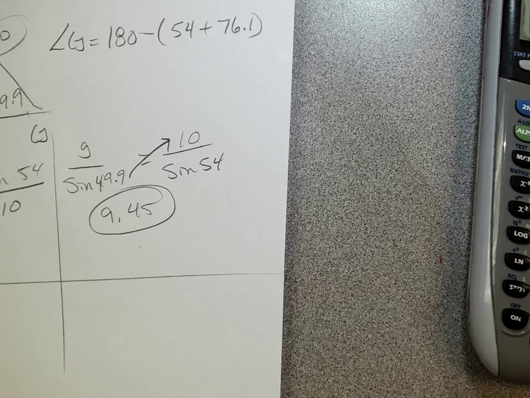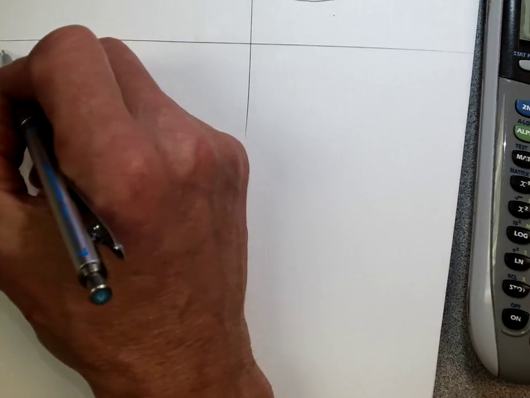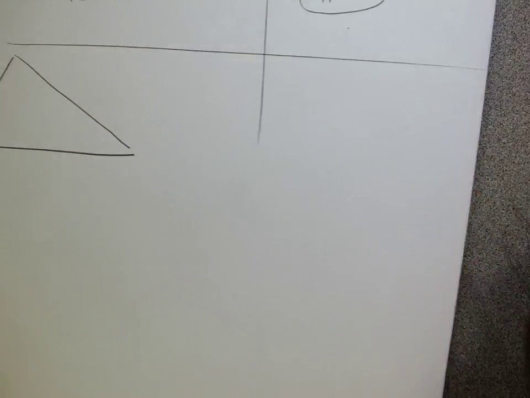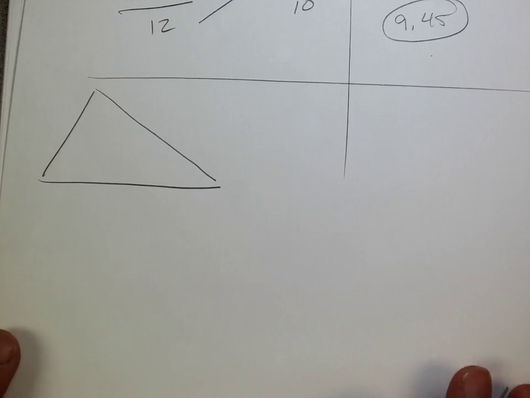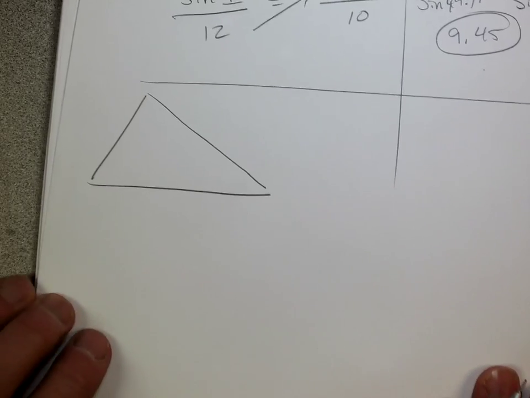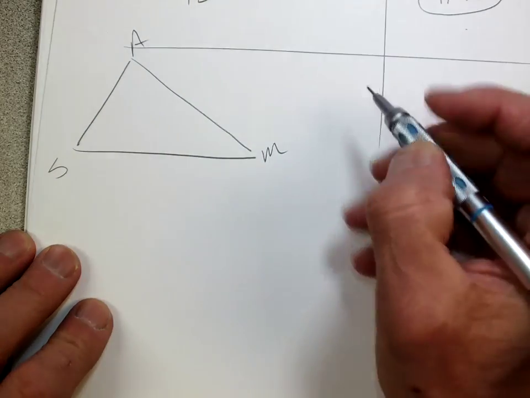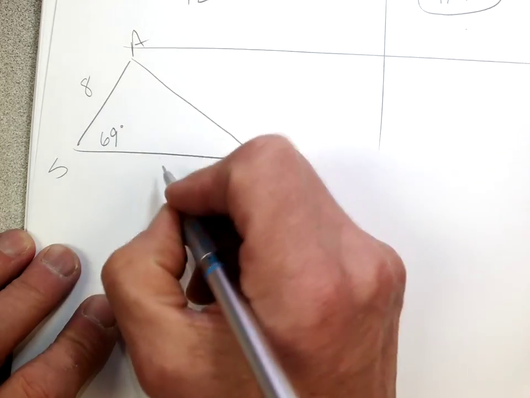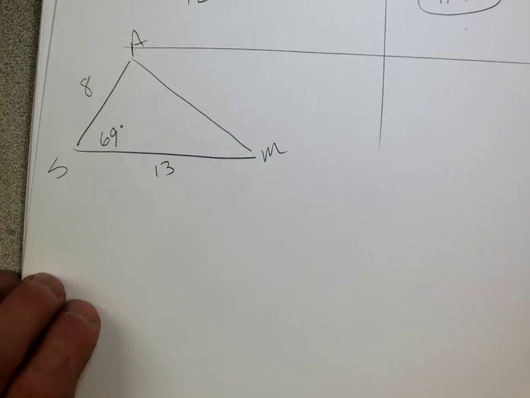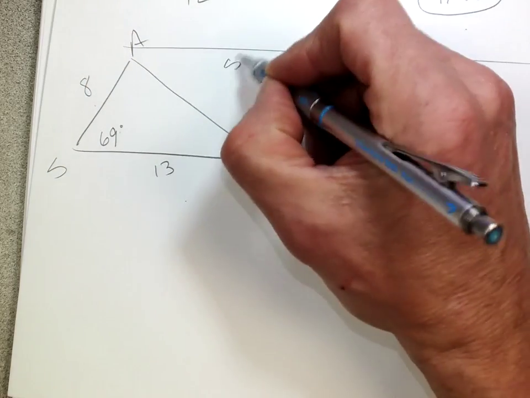I hope. All right. Okay, let's do number 20. So number 20, I will just draw a picture because I need room to work. Okay, here it is. Chris, it's your job to tell me if I'm off or not, okay? Because you're way in the back, all right? Triangle S-A-M, 8, 69 degrees, and 13. Okay, what do I know? Side, angle, side, right? I know side, angle, side.